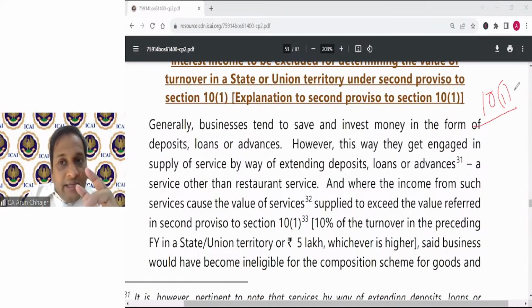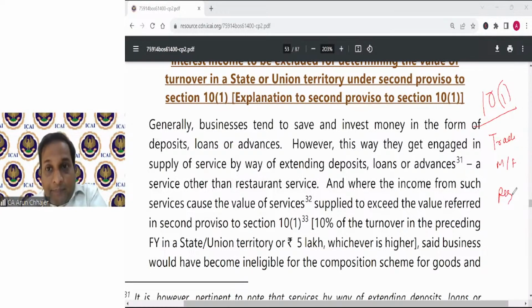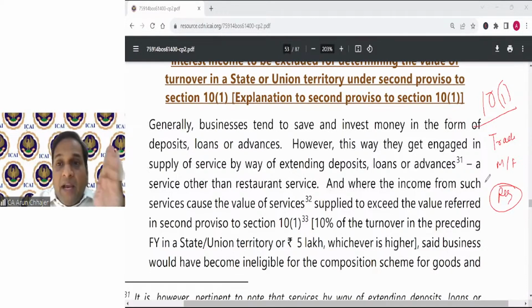So prima facie, the question comes, will I be eligible in 10.1 or not? See, because in 10.1, which categories are permitted? Trader, manufacturer of the goods, and third is restaurant. But this interest income is not the restaurant, correct? This is other than restaurant. Then the question was, will I be allowed under 10.1 or not? Because 10.1 is giving the allowable service only restaurant.